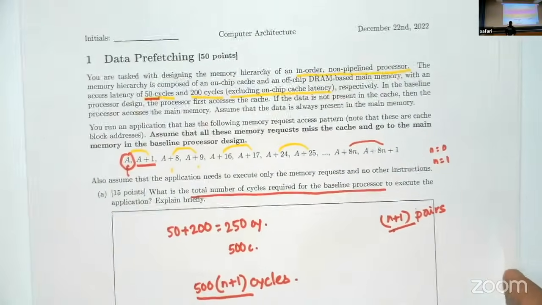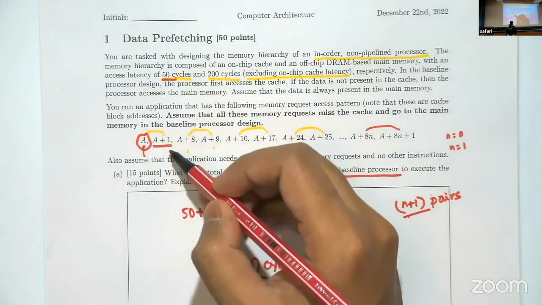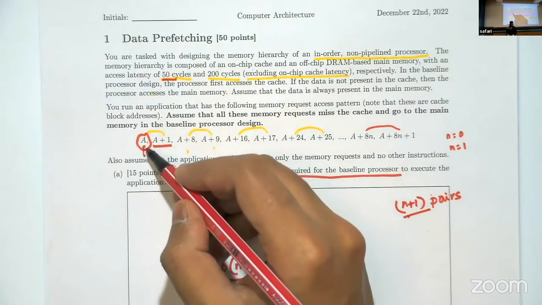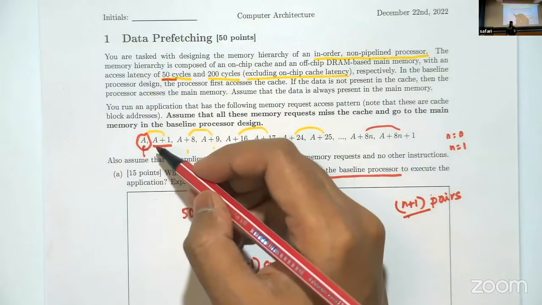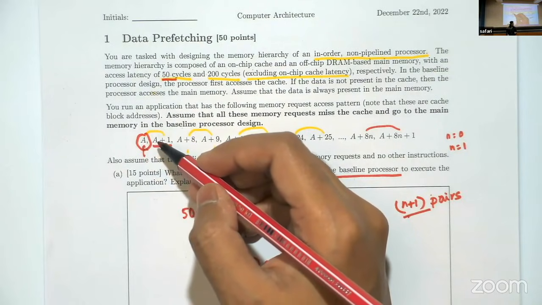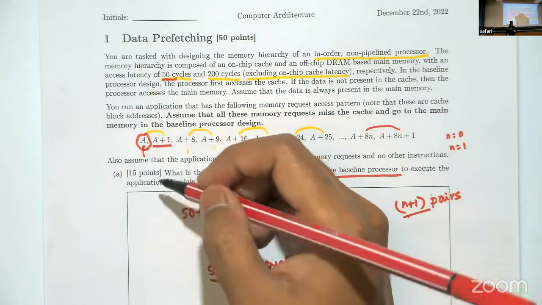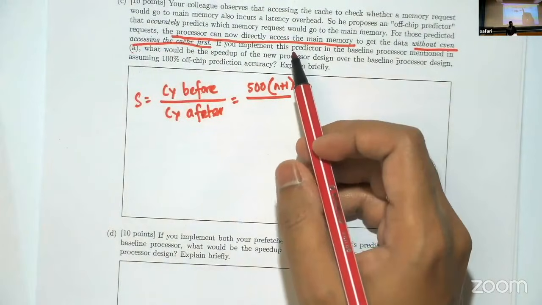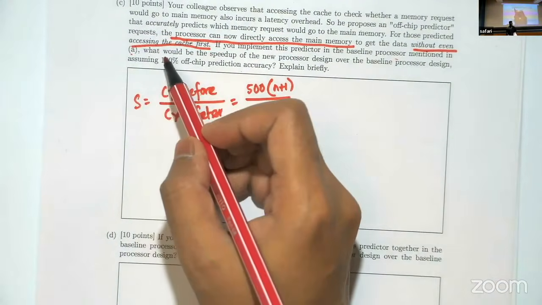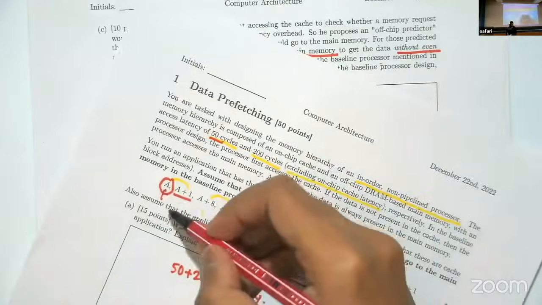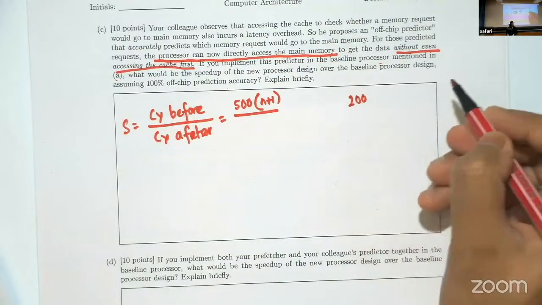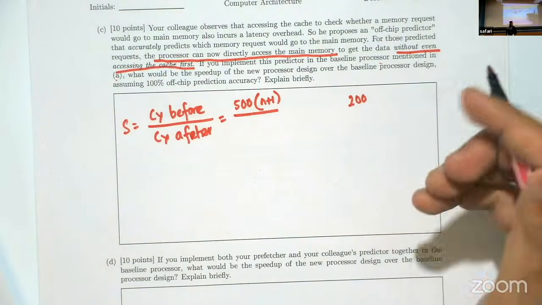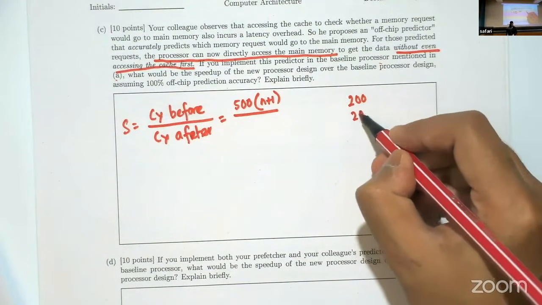So where were we? We were saying that, in this case, what would happen if we have the off-chip predictor? The first access would go to our main memory, but instead of paying the entirety of 50 cycles plus 200 cycles, the off-chip predictor would predict accurately, as the question says, that it would go to main memory. So you would directly access the main memory without even accessing the cache. That means for the first request, you are going to just need 200 cycles. For the second request, because you are not paying the penalty of accessing the cache hierarchy, you would also need 200 cycles.